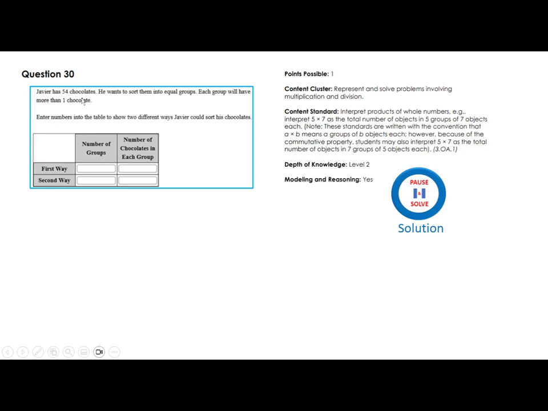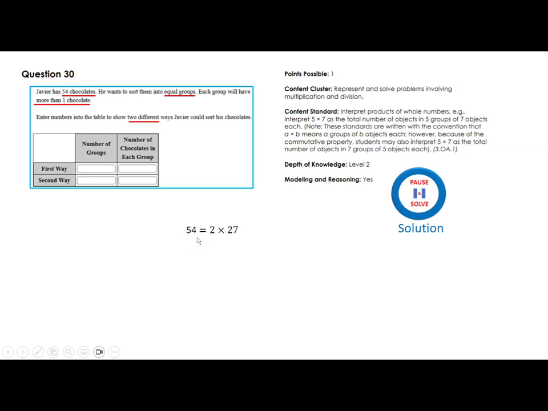Javier has 54 chocolates. He wants to sort them into equal groups. Each group will have more than one. Be careful, more than one. Enter numbers into the table to show two different ways Javier could sort his chocolates, okay?